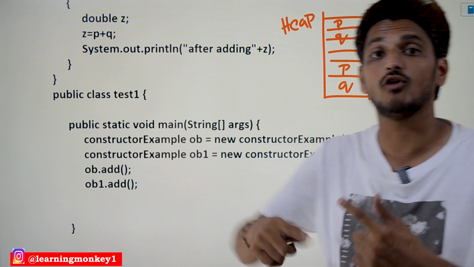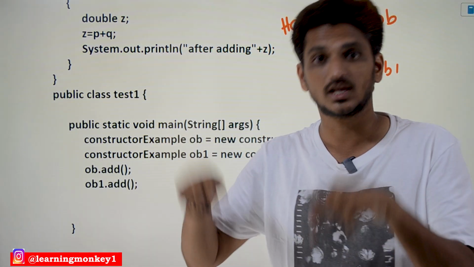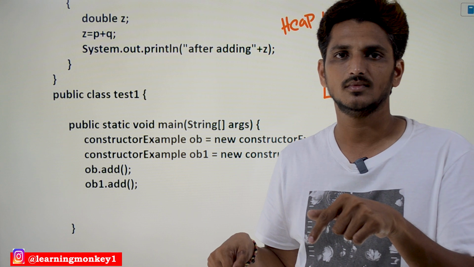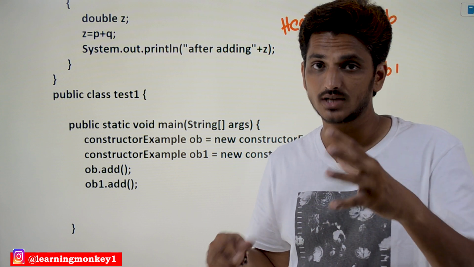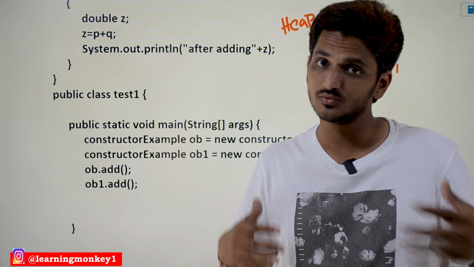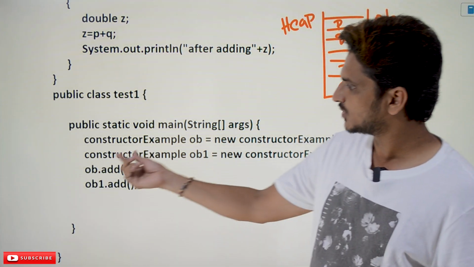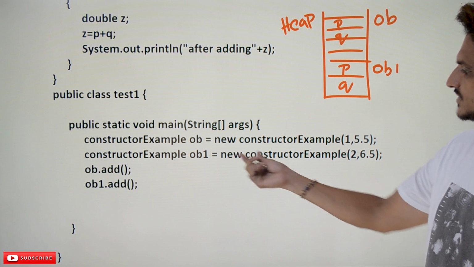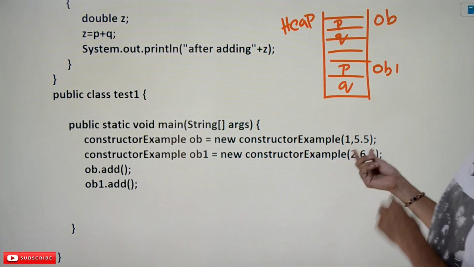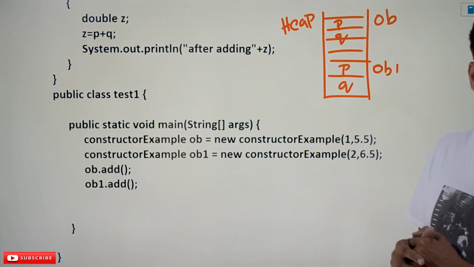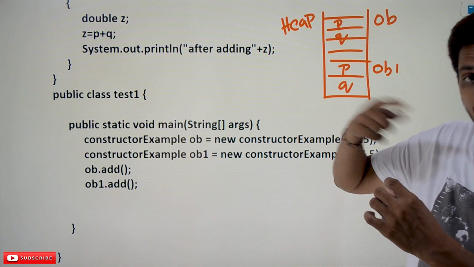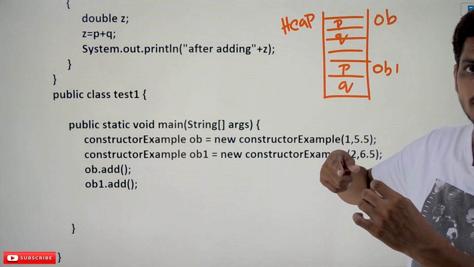After executing this line, what is the second line? Again we are creating one more object for the same class. This is very important to understand. In our previous examples, we did not define two objects for the same class. See, if you define one more object, ConstructorExample OB1 is equal to new ConstructorExample of 2, 6.5. So again, we are creating one more object.